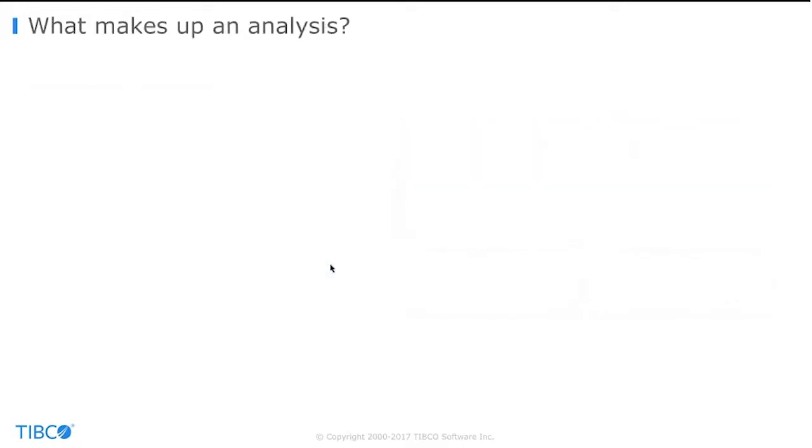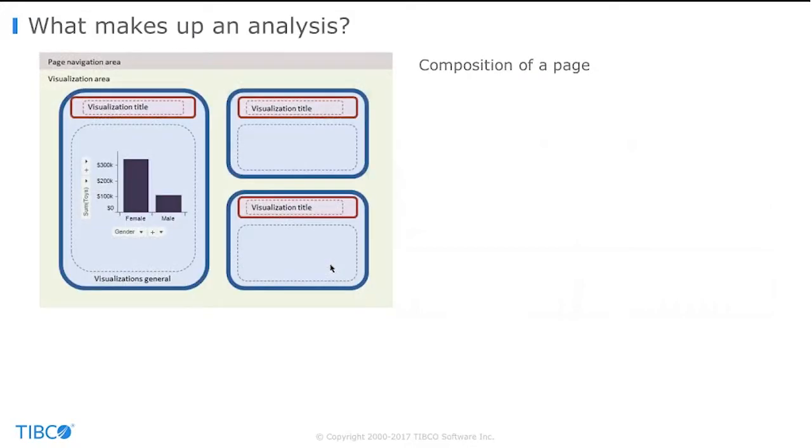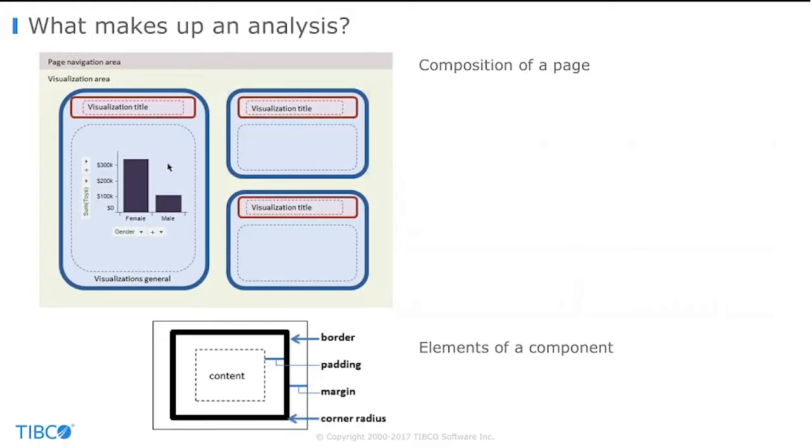To do that, we'll go through some basic concepts in what makes up an analysis. When you open Spotfire, this is what you will see. This is not the actual Spotfire UI, but this is what makes up a page within Spotfire. On top, you have the tabs with your page navigation area. At the bottom is your visualization area where all your visualizations go. Each of these blue boxes is a visualization. In each visualization, you have a title, and then you have the content. The reason we are talking about this is that this is a model within Spotfire of the components.